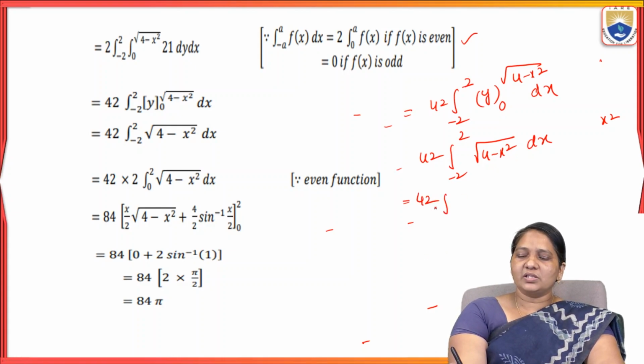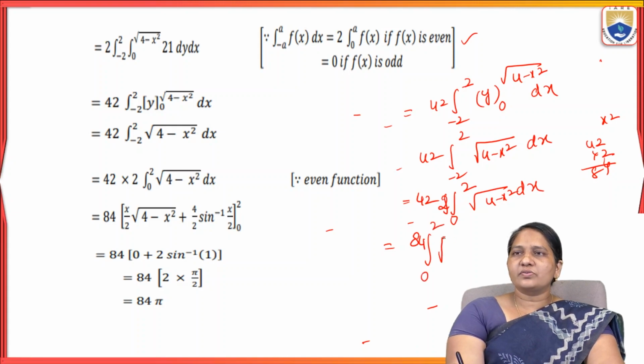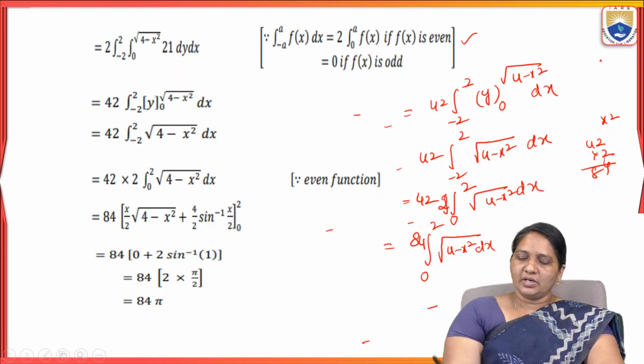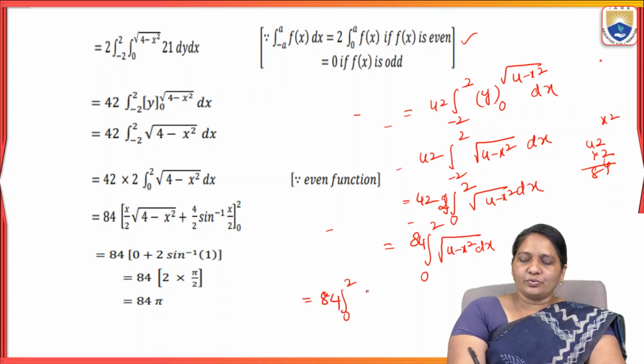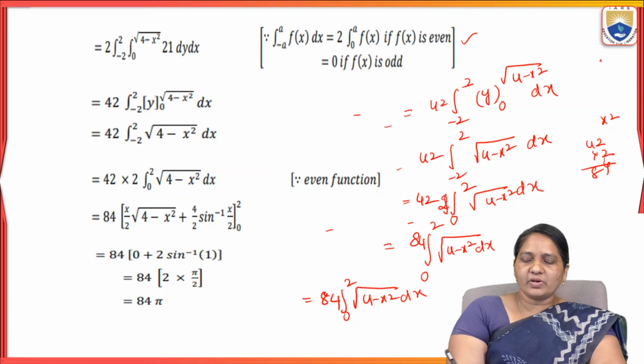So here we are writing this as 2 integral 0 to 2 of square root of 4 minus x square into dx. Now 42 into 2 is nothing but 84. So 84 integral 0 to 2 of square root of 4 minus x square into dx. Here we have the formula for square root of a square minus x square, so based on that formula we are going to simplify here.